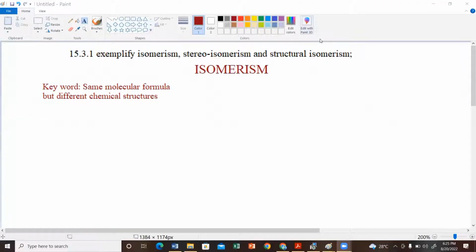Students, today we are going to discuss SRO number 15.3.1, which is related to isomerism, structural and stereoisomers. These are two types of isomerism. So first of all, we would understand what isomerism itself is. Then I will tell you what its two types are, stereoisomers and structural isomers.